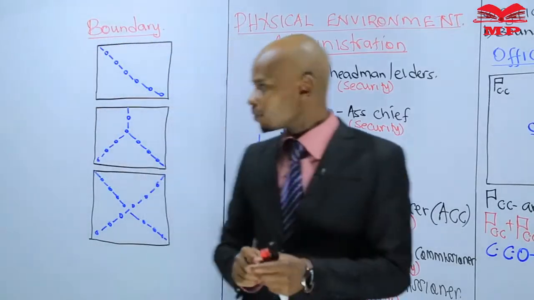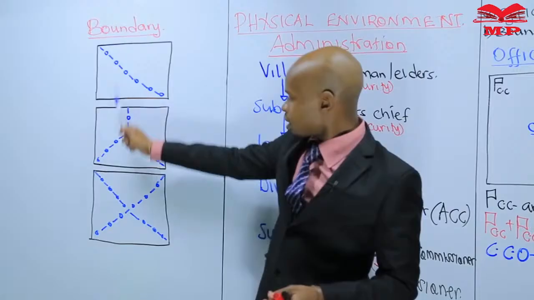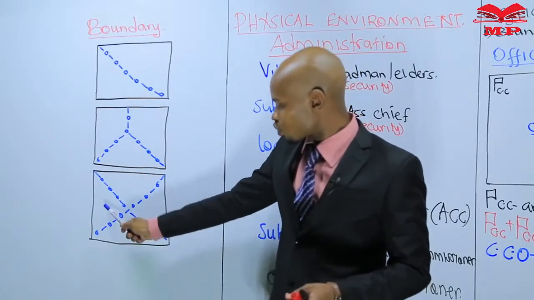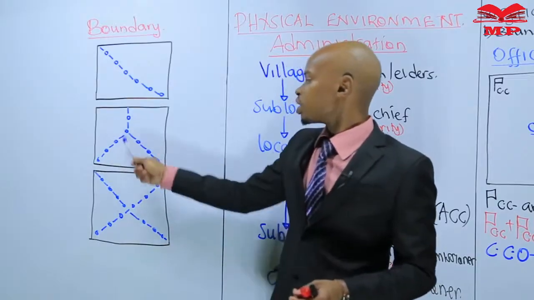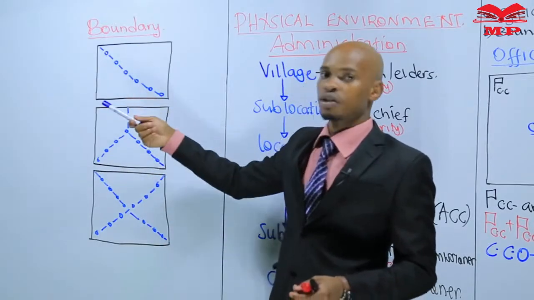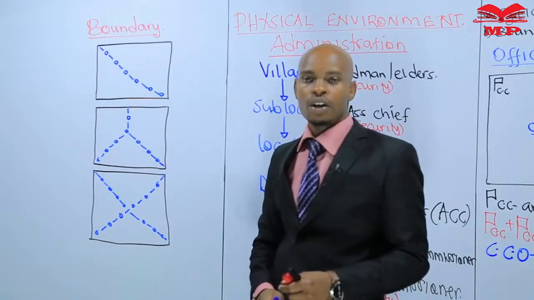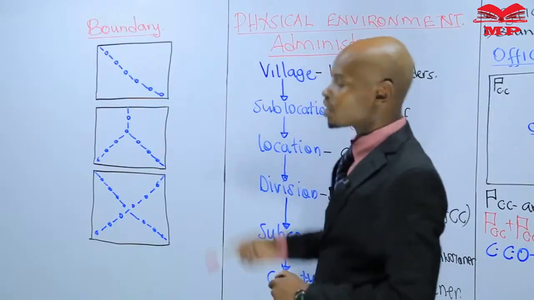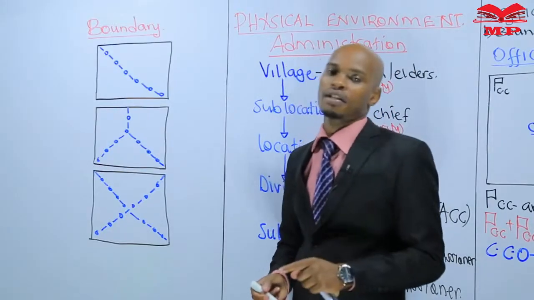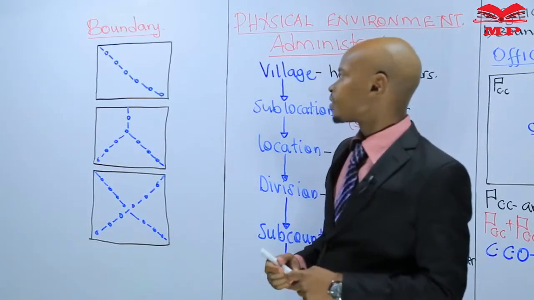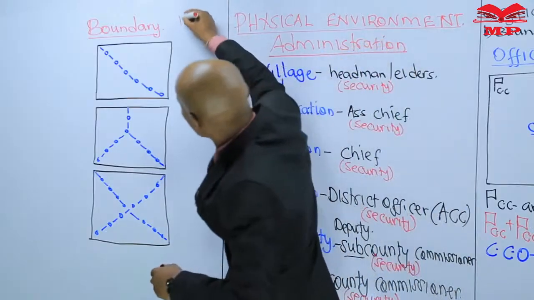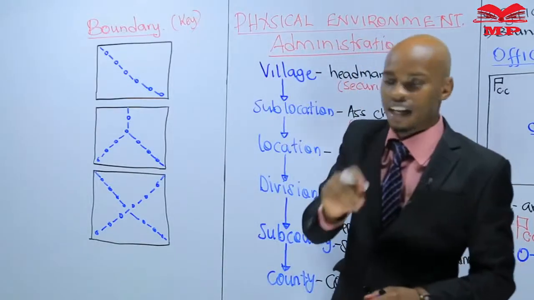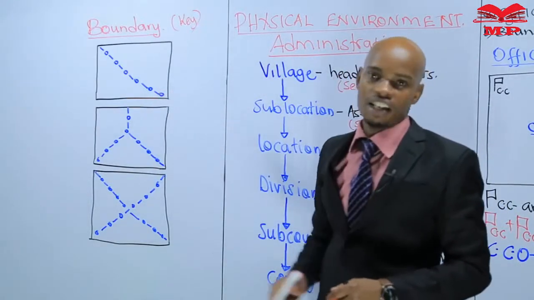Now, this is a boundary, this is another boundary, this is another boundary. This one is dividing this area into 1, 2, 3, 4 sections. 1, 2, 3 sections. 1, 2 sections. These are boundaries. What will you do with the boundary to get to know the administrator? First thing first, go to the key. Remember, each map has a key. Go to the key and identify which type of boundary this one is.